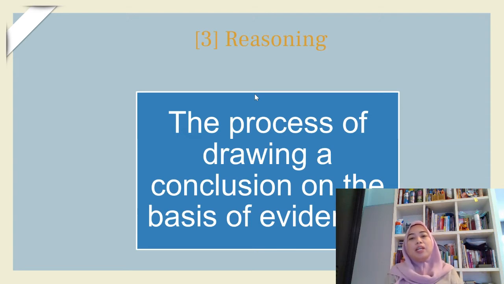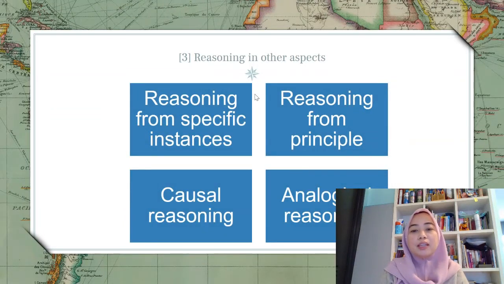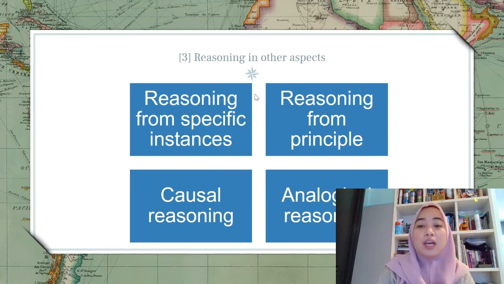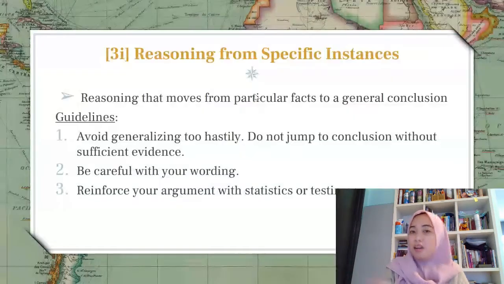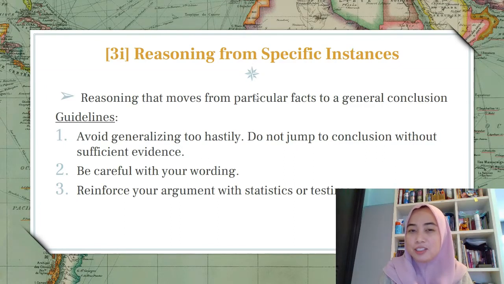Right, so firstly, what is reasoning? Reasoning is a process of drawing a conclusion based on the evidence itself. So we have a lot of evidence and we want to formulate an argument for it. That is basically reasoning. So four things that we are going to talk about today. First is reasoning from specific instances. Second, reasoning from principle. Third, causal reasoning. And fourth, analogical reasoning. Aren't you glad that this is not coming out in your test too?